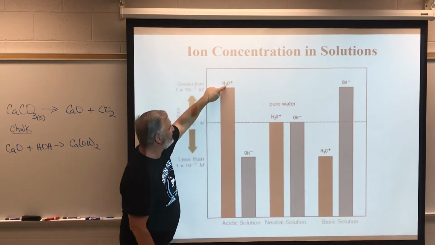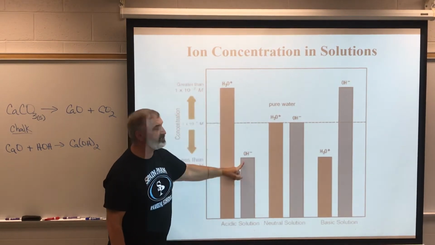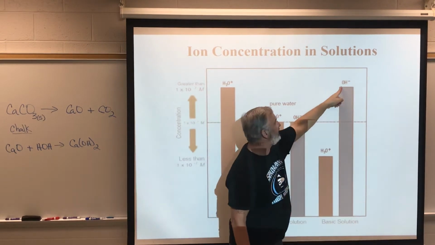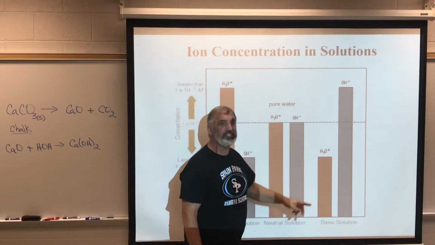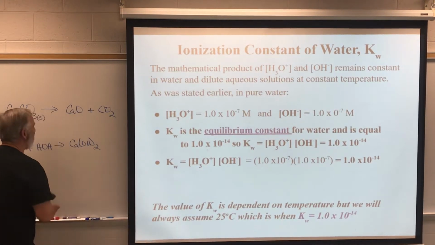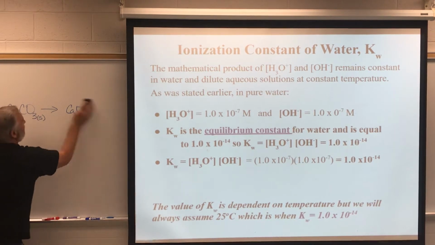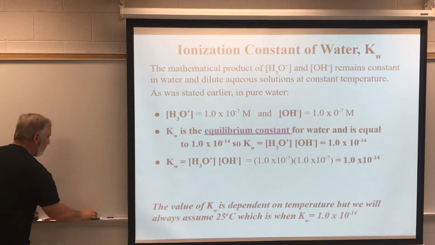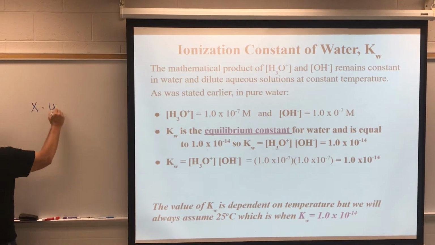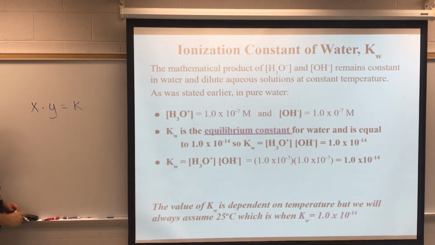In an acidic solution, you have a lot more H3O plus, but you still have some OH minus. And in a base, you have more OH minus, but you still always have some H3O plus. They are inversely proportional to one another. Now, in math, you learned that in an inverse proportion, X times Y is equal to some constant K.